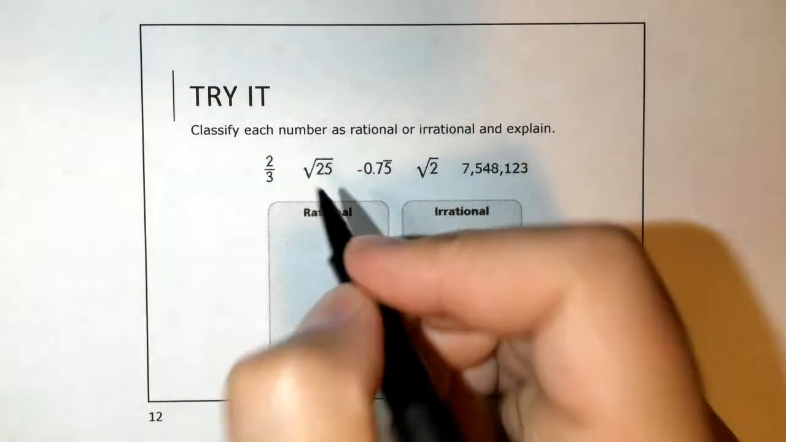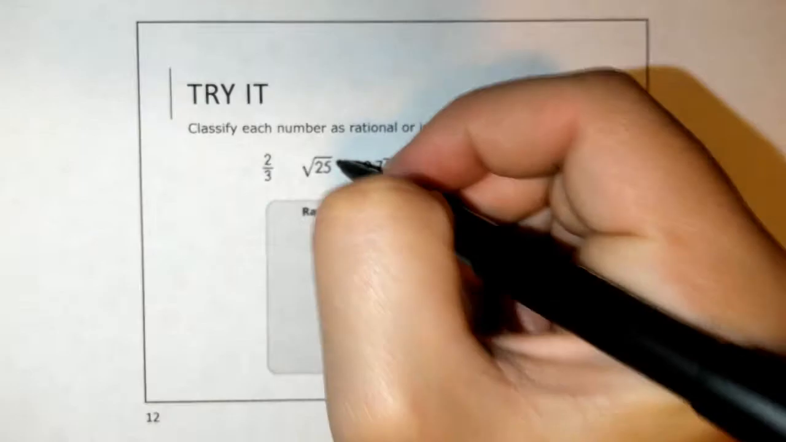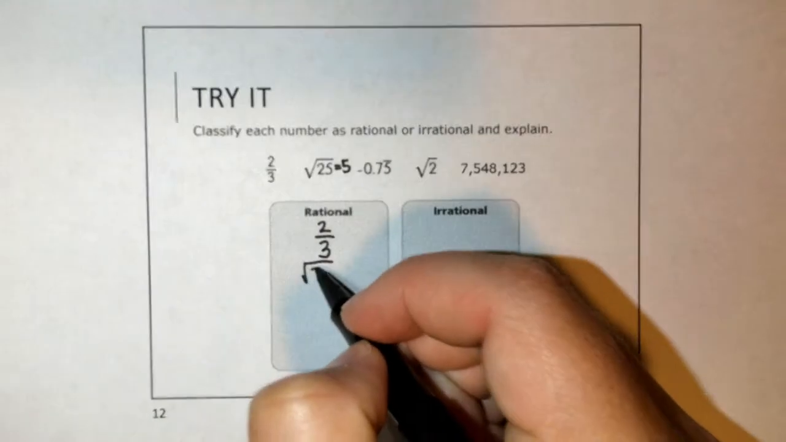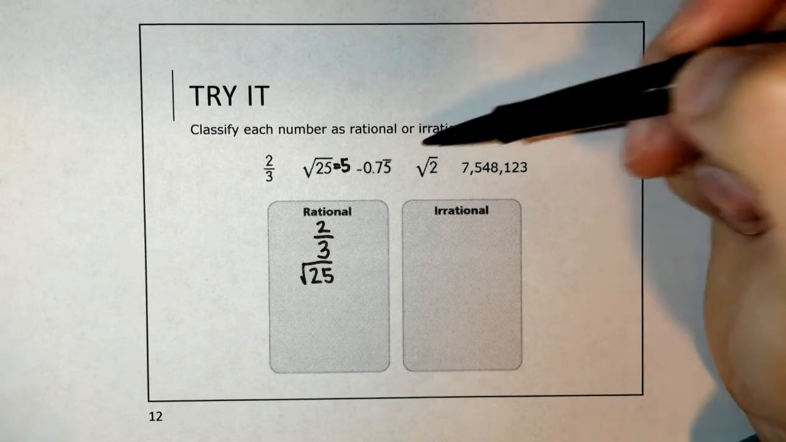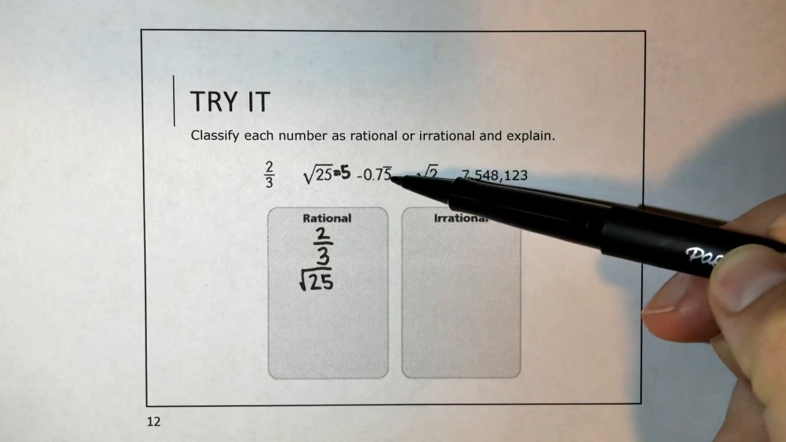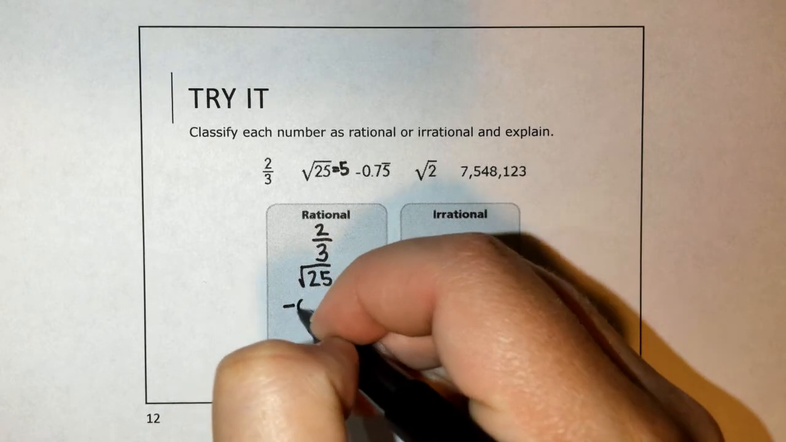So 2/3 is rational. It's a ratio of 2 integers. The square root of 25 equals 5, so it's going to be rational. Negative 0.755555, and that 5 is repeating. Okay, that's not terminating, but it is a repeating decimal, so that is considered rational.